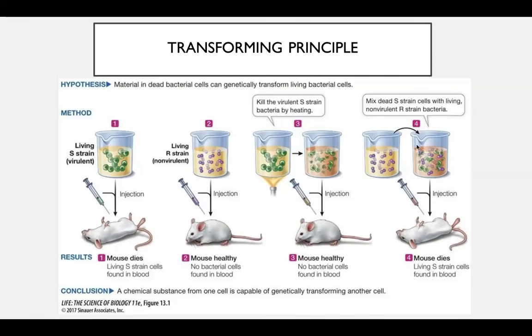However, if you mix the dead cells with living non-virulent R strain bacteria, the mouse dies. So why does this happen? This happens due to something known as bacterial transformation. Bacterial transformation states that bacteria can obtain DNA from the environment and other bacteria around it. So despite the R strain being non-virulent, it can obtain the DNA from the dead S strain bacteria, incorporate it within itself, and become virulent instead, which is now killing the mouse, and you see living S strain cells found in the blood. This is known as transformation.